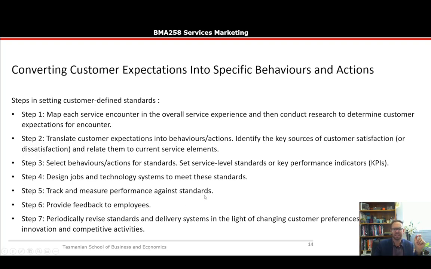Track and measure performance against standards, which is good for employers because it signals to them what's important for the business and the customers. Provide feedback to employees on how they're going, and then periodically revise standards and delivery systems in light of changing customer preferences, technological innovation and competitive activities, because markets change and customers' needs and wants change.